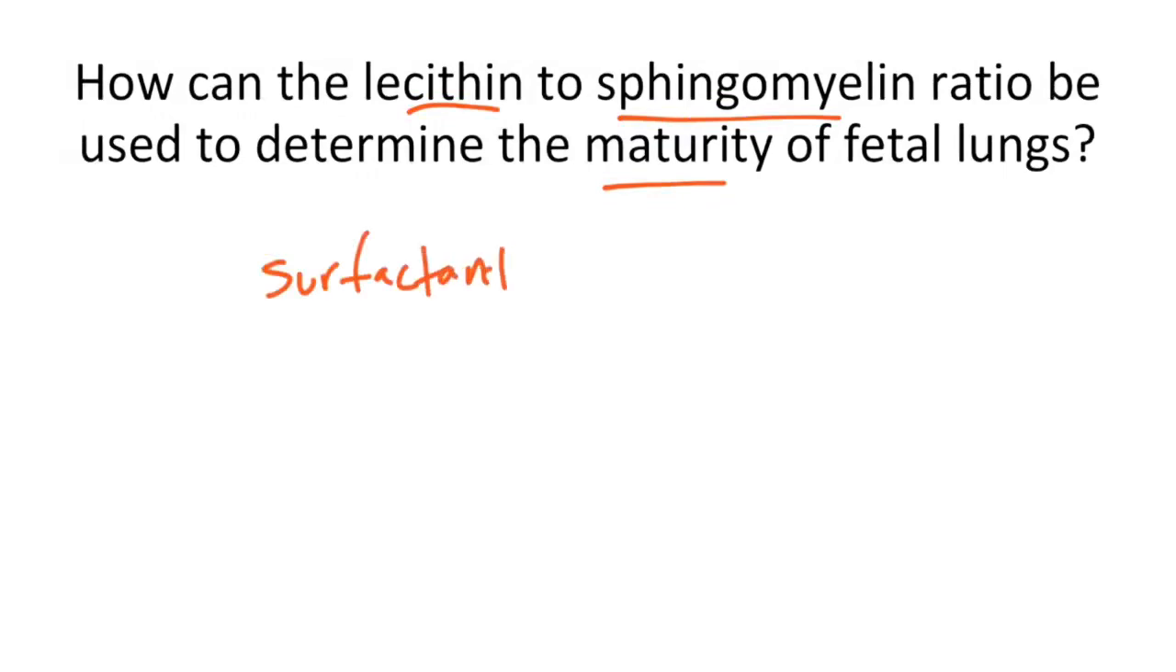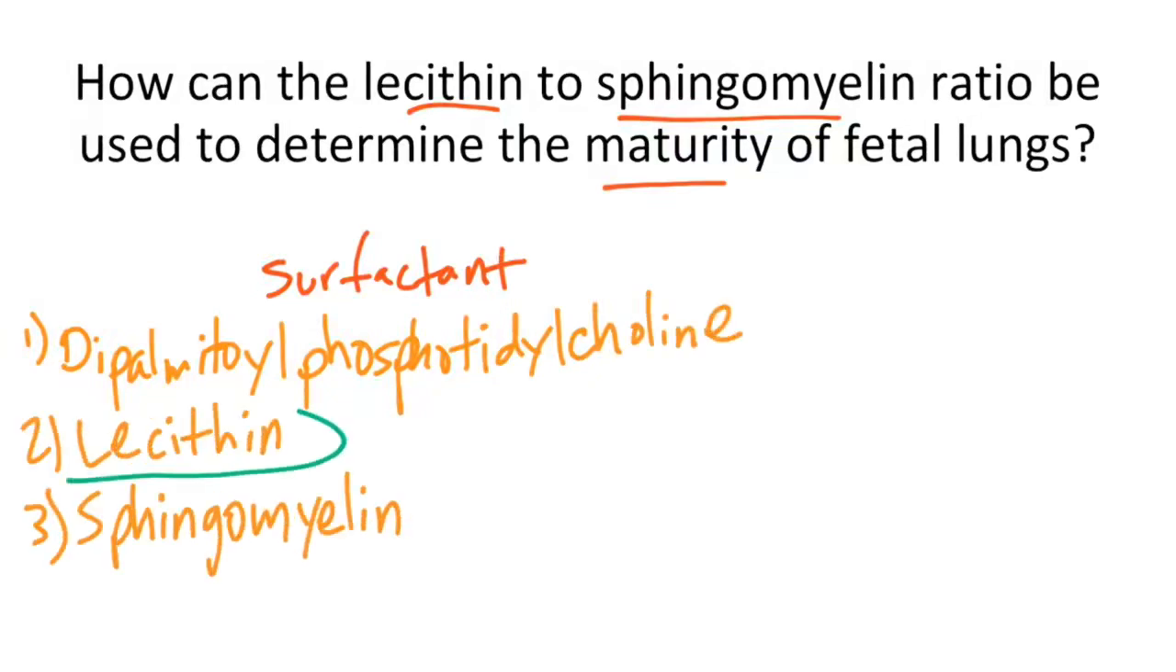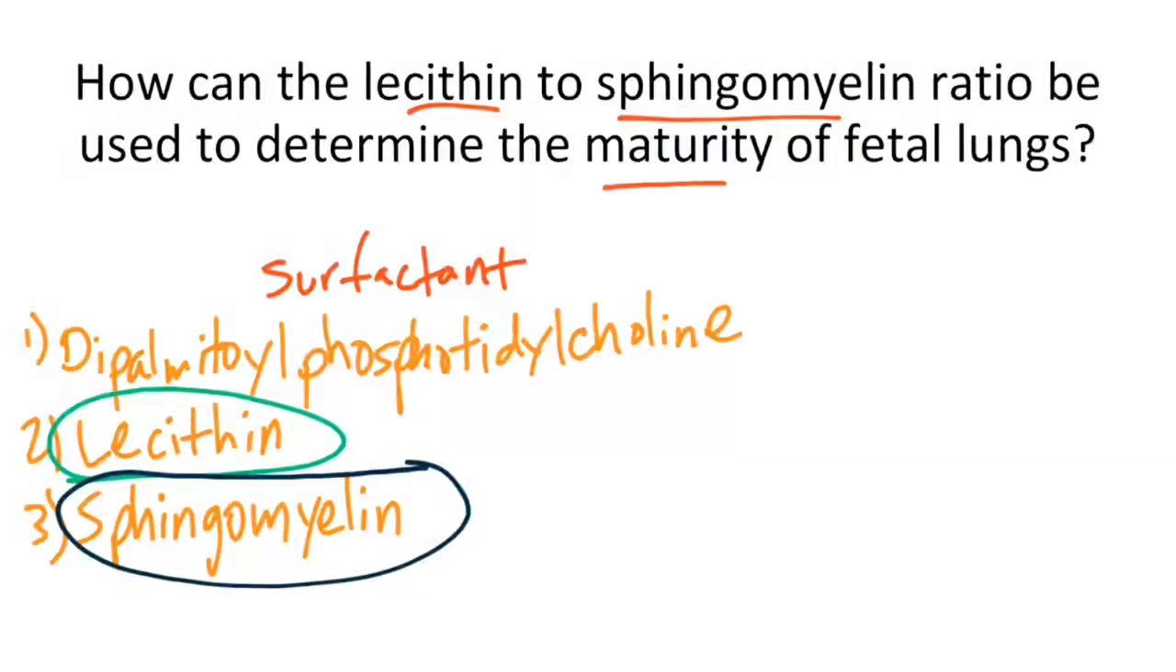Recall that surfactant is produced by type 2 pneumocytes, as we just discussed, and is composed of several lipids, including dipalmitoylphosphatidylcholine, lecithin, and sphingomyelin. Lecithin and sphingomyelin can be detected in the amniotic fluid and can help determine the maturity of the lungs. Normally, the sphingomyelin concentration stays relatively constant throughout the pregnancy, while the concentration of lecithin steadily increases.